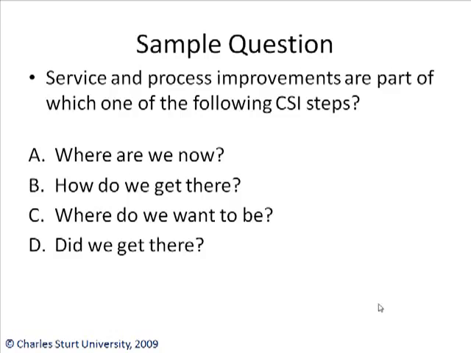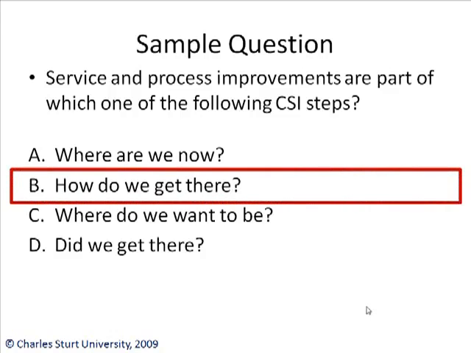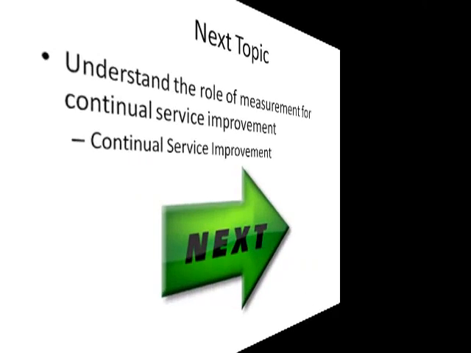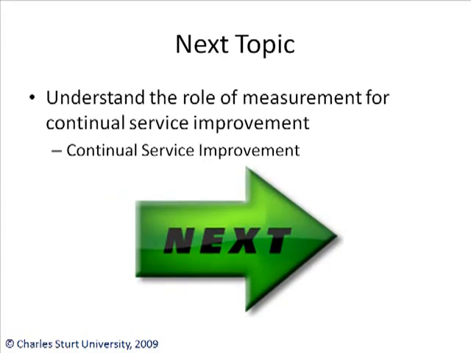Service and process improvements are absolutely part of how do we get there? So what do we need to do to get there? And then think of the SIP, the Service Improvement Plan. Next topic, it's about understanding the role of measurement for CSI.